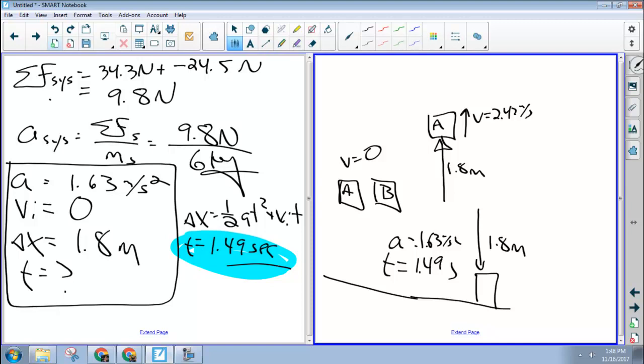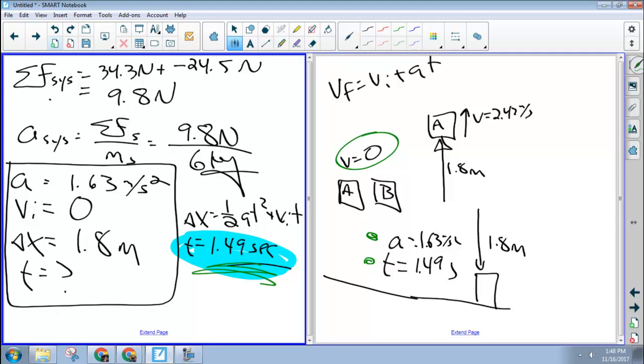Wait, how did you get to 2.4? I cheated and I didn't write it out. VF equals VI plus AT. Here's VI, here's A, here's T. Good? The time was the time from part A, and the acceleration was the acceleration from part A. All right, everybody good with that?